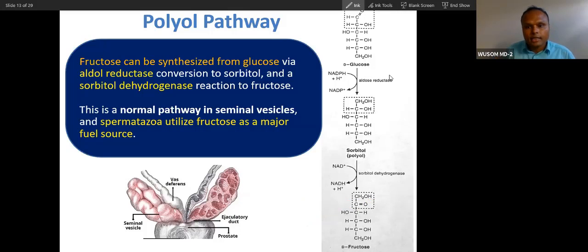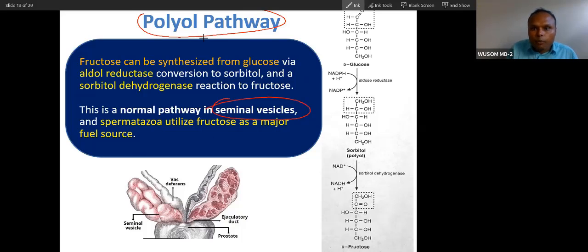Our body can synthesize fructose through this polyol pathway, which functions normally here. See, fructose can be synthesized from glucose via the polyol pathway. It is a simple two-step reaction: conversion to sorbitol, and a sorbitol dehydrogenase reaction to fructose. This is the normal pathway in the seminal vesicle, and the spermatozoa utilize it.